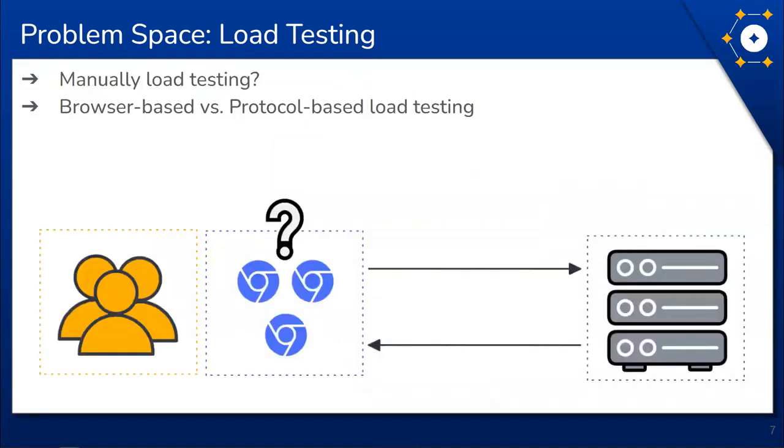What about manually load testing? Manually mimicking 3 million users accessing Amazon would be time-consuming and expensive. A single person or multiple people without test automation tools could not replicate this load. Let's look at two load testing approaches, browser-based and protocol-based, that address this challenge.